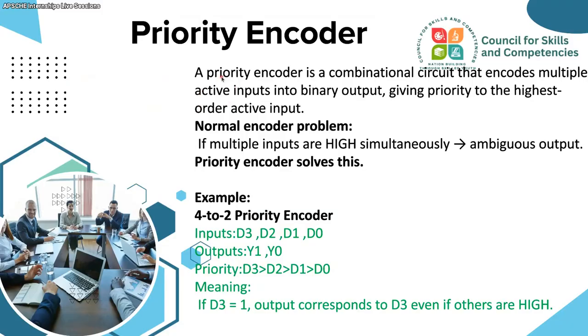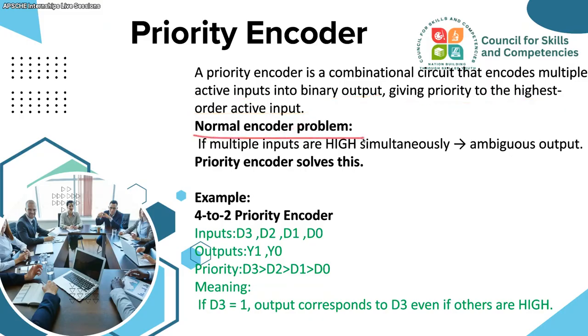But if we have multiple inputs with high values, we want to give some priority to those. That is where the priority encoder comes into the picture. The priority encoder is a combinational circuit that encodes multiple active inputs into binary output, giving priority to the highest order active input.